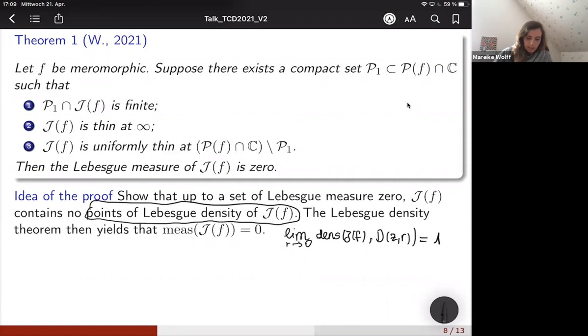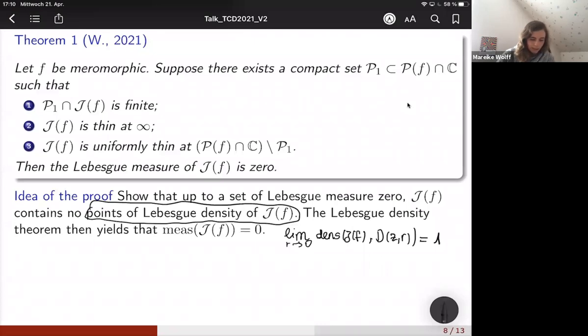and let the radius of this disk tend to 0, the point of Lebesgue density would mean that this is equal to 1. Well, and the Lebesgue density theorem says that if a set has positive measure, then almost every point of the set is a point of Lebesgue density of the set. So if we can show that outside of a set of measure 0, we don't have density points, then the set must have Lebesgue measure 0.